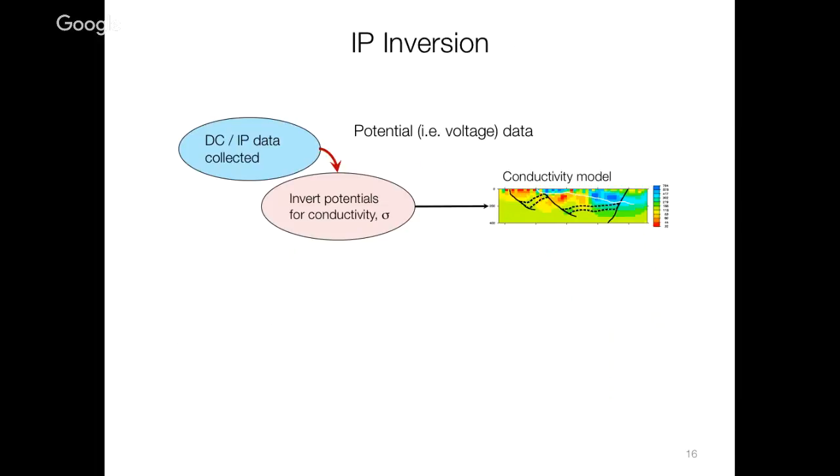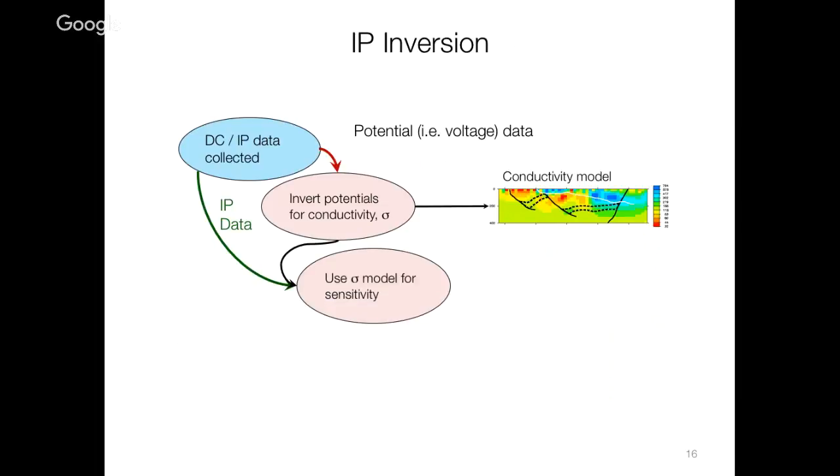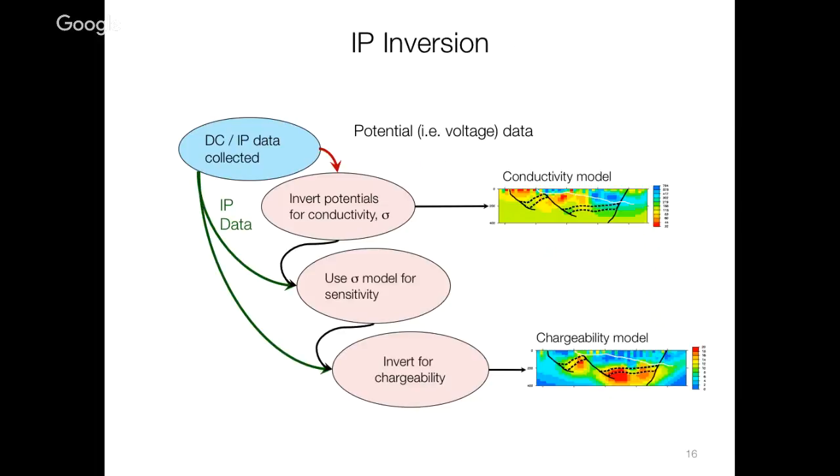Remember I said in order to understand IP, we have to have the sensitivity function. So we're going to use this conductivity, compute the sensitivity, and that gives us more of that modeling mapping. So that gives us that matrix J. Now we're going to take the IP data and invert for the chargeability. So it's almost like two distinct physical properties at this point. We've got a conductivity model, and we've got a chargeability model.